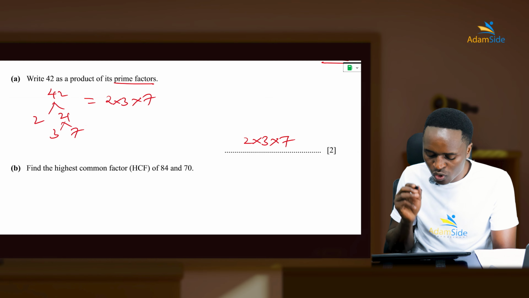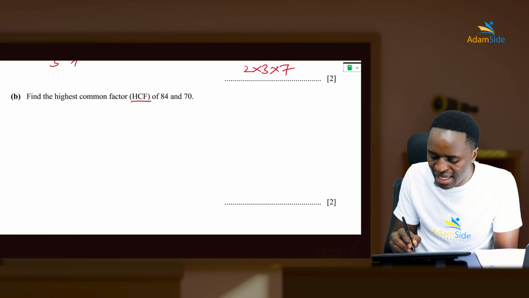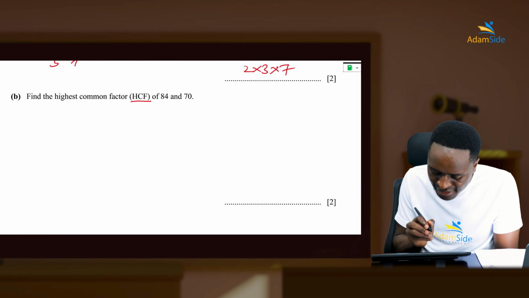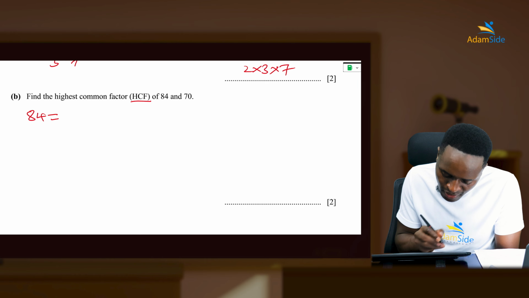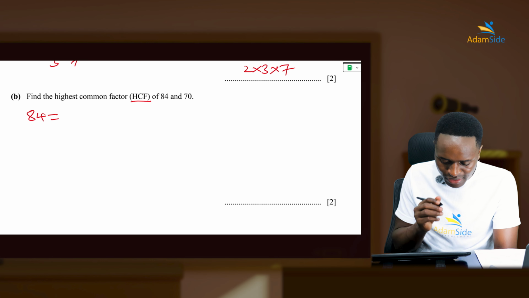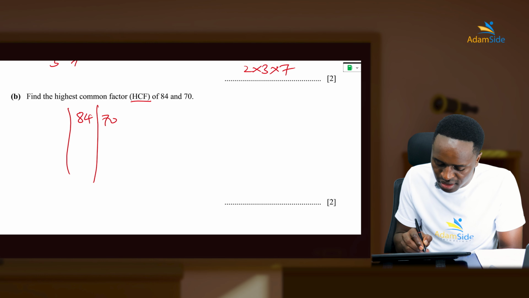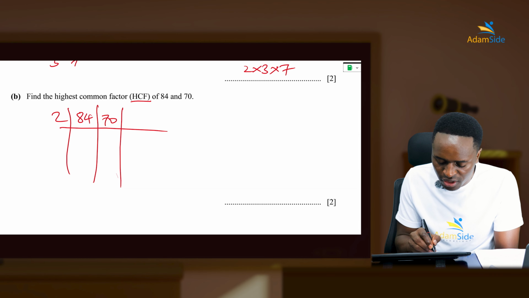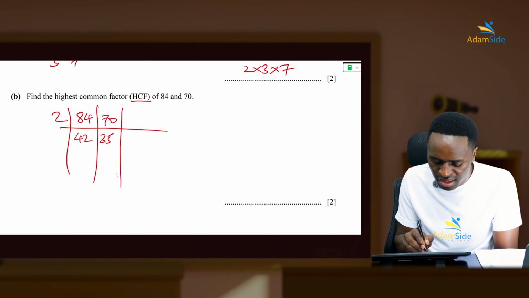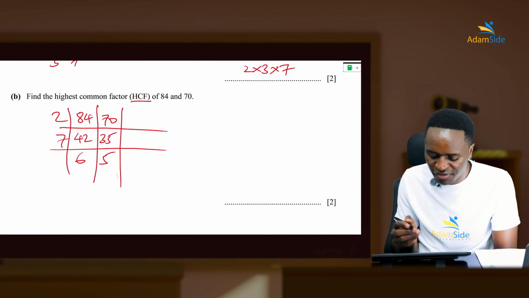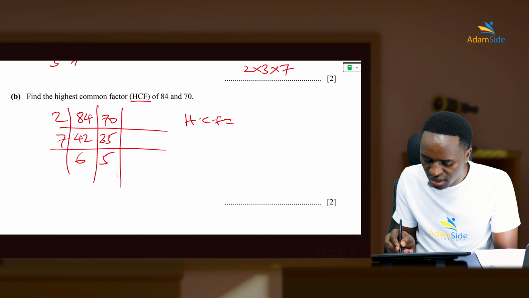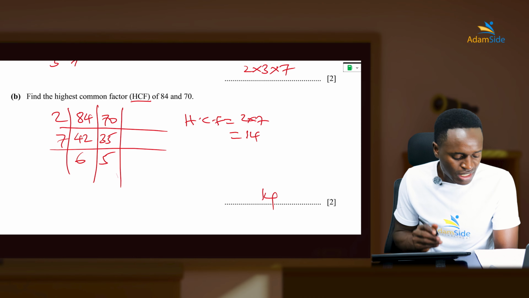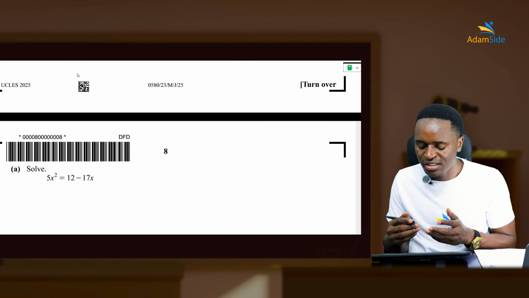Find the highest common factor, HCF, of 84 and 70. Highest common factor. So we have 84. 84 can be divisible by what? 84, the simple one, and 70. And then I ask myself, 2 can divide both of them, giving 42 and 35. Which number can divide both of them? It's 7. 7 can divide 42 6 times, and 35 5 times. There is no number that can divide 6 and 5. Therefore, HCF is 2 times 7, which is 14. Correct. And you see 14 divides 84 how many times? And 14 divides 70 how many times?